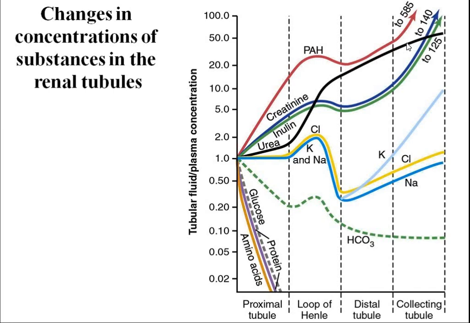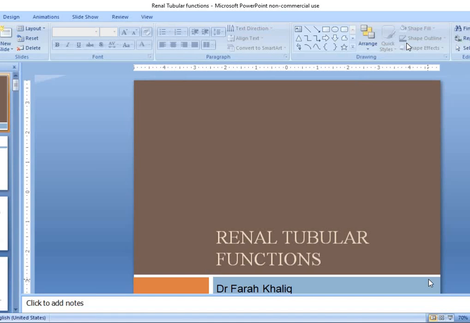So here you may see this complicated graph, but what is it representing? It is just representing the concentrations of various substances in the renal tubules. On the x-axis, you can see the proximal tubule, loop of Henle, distal tubule, and collecting tubule. So how the concentration of substances varies as the fluid passes through the nephrons. So what we see here is, just a second.